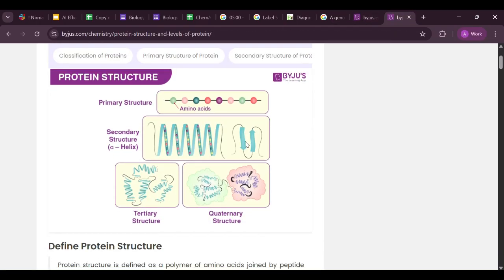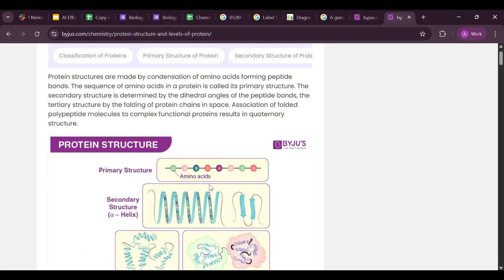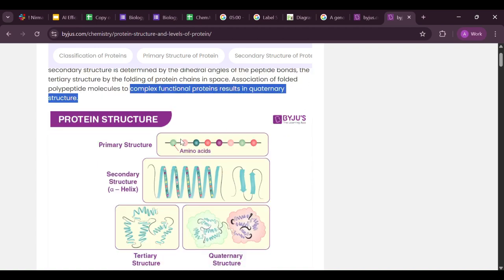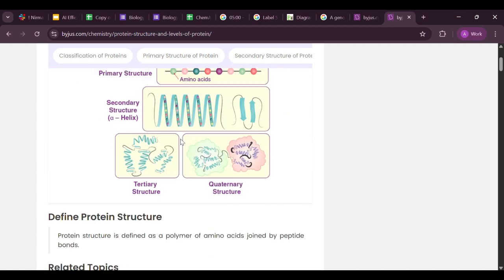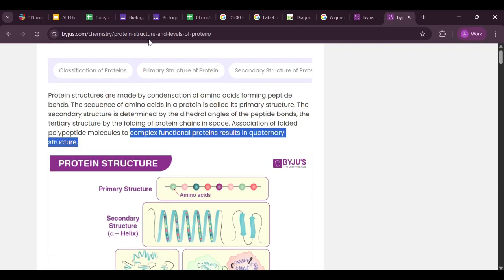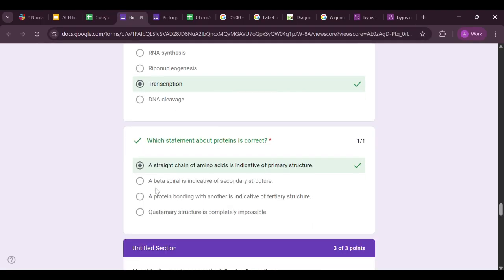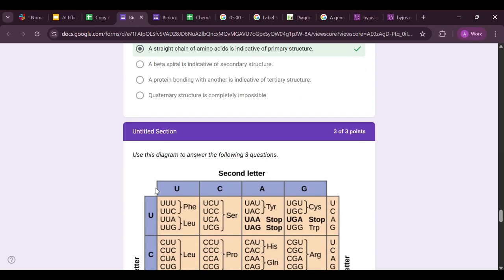What is quaternary structure? Two complex functional proteins result in... Okay, this is of no use actually, but it has helped me to get the correct answer, and my answer was already correct. So let's move ahead.